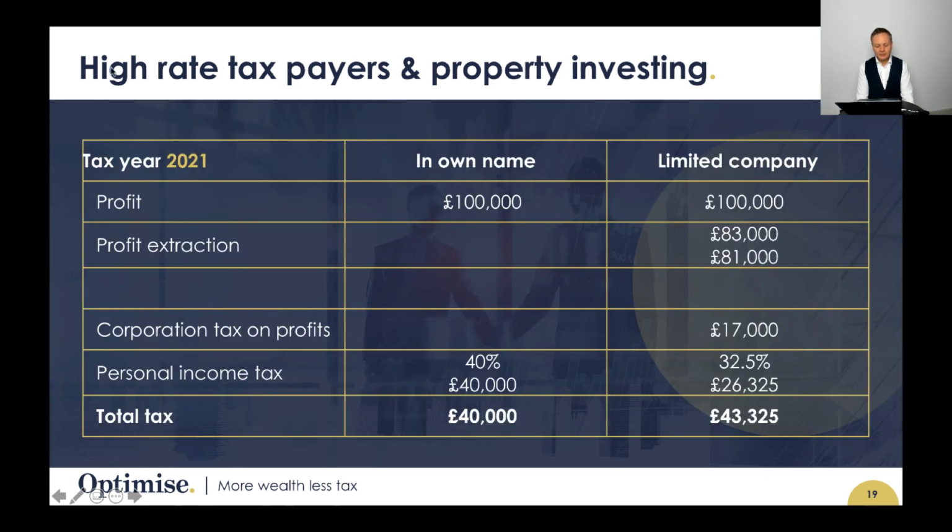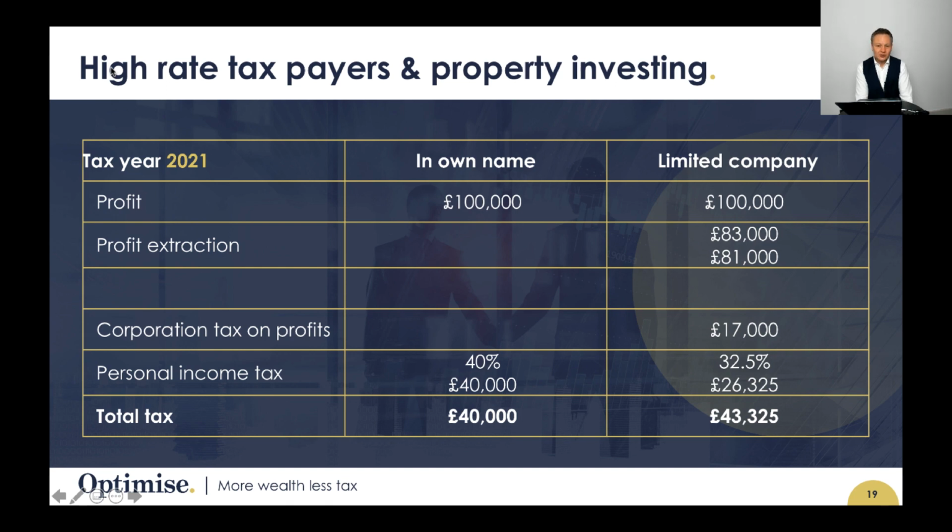Alright, so in this example we've got now 2021. Why is this important? Because Section 24 takes full effect in that tax year. We also must remember that the corporation tax rate is going to drop from 19% down to 17%, which is also very important to note.